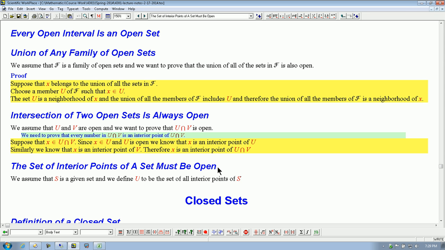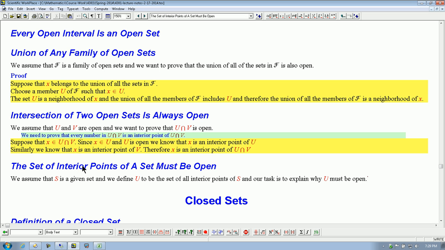What I was saying before is quicker. I'm doing it more slowly and I think it's better. We assume that S is a given set and that U is the set of all interior points of S, and our task is to explain why U must be open.